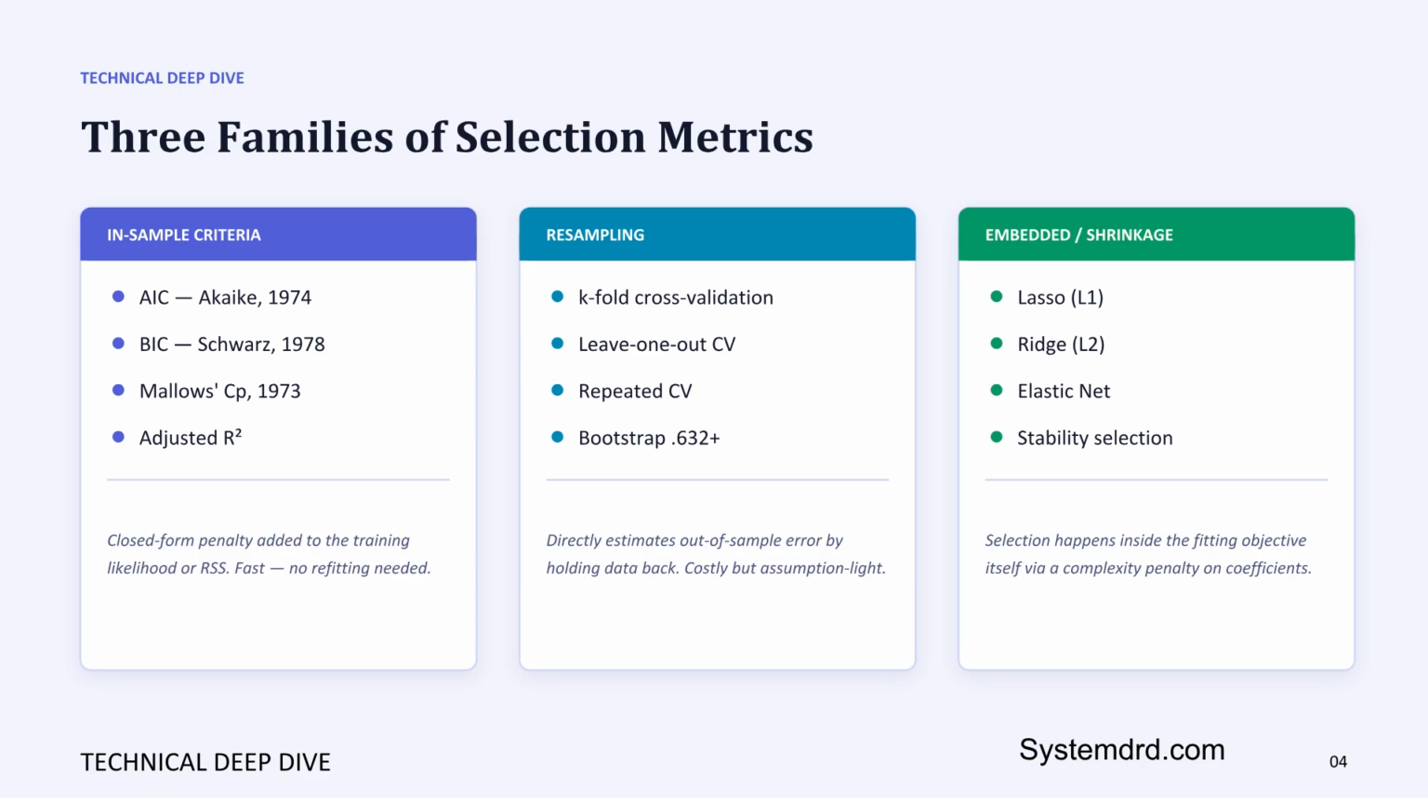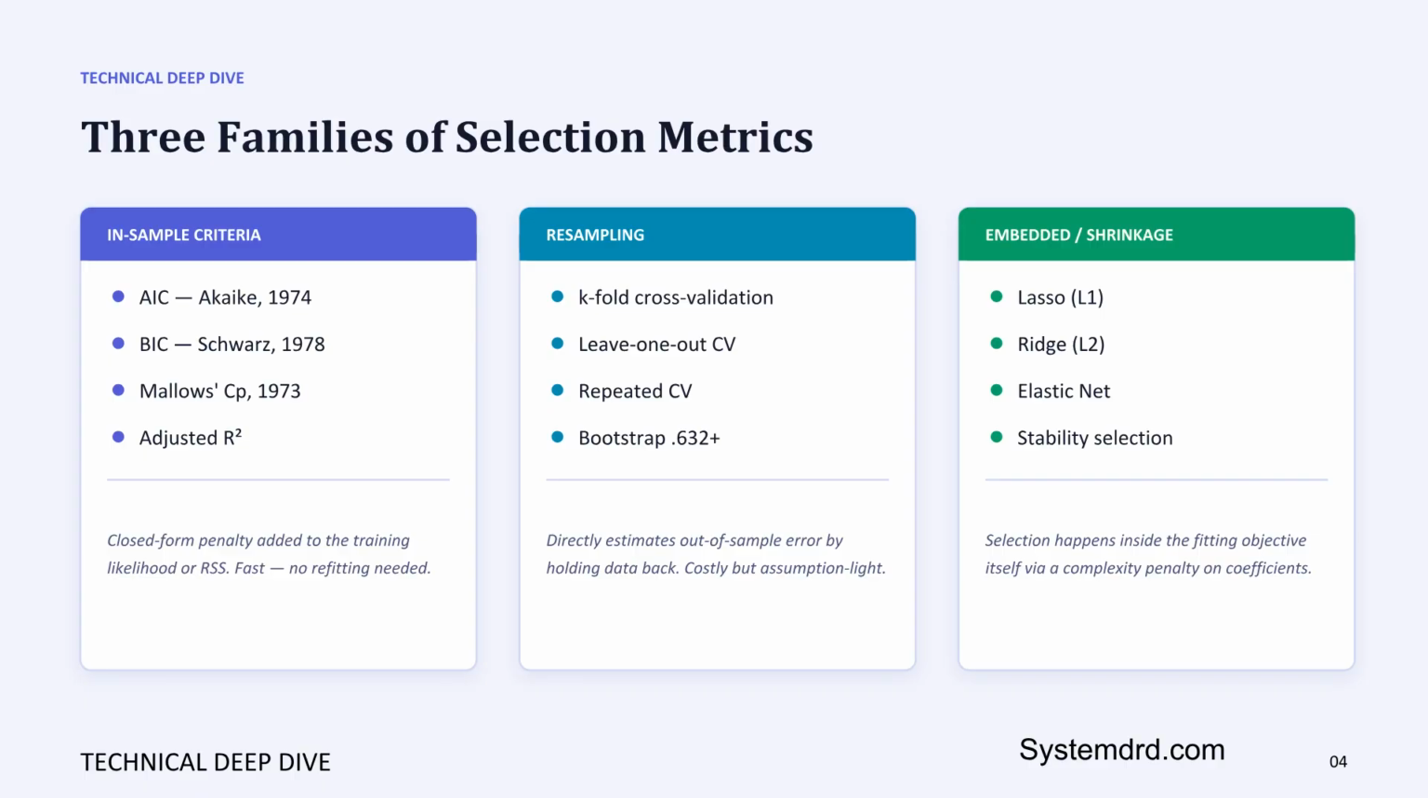The third family is embedded or shrinkage-based methods. Lasso with an L1 penalty, ridge with an L2 penalty, elastic net, which blends the two, and stability selection, which we'll come back to later. What's distinctive here is that selection isn't a separate step at all. It happens inside the model fitting objective itself through a penalty directly on the coefficients.